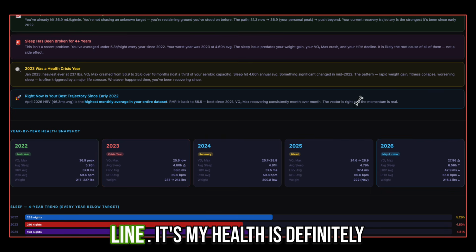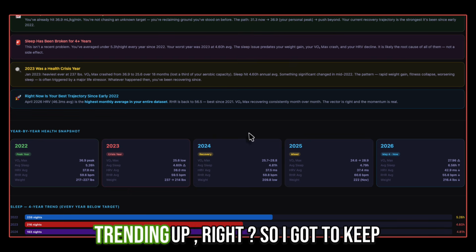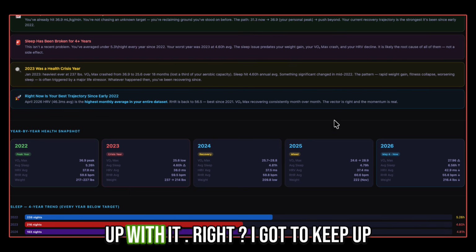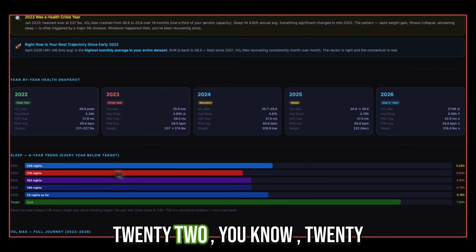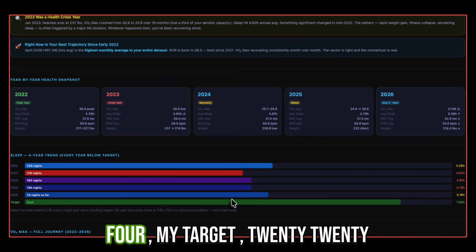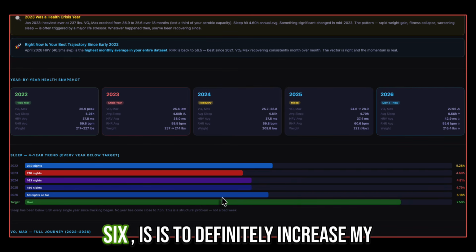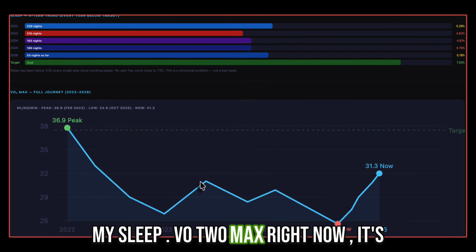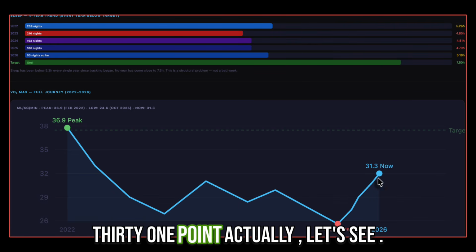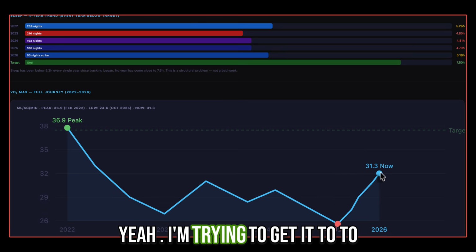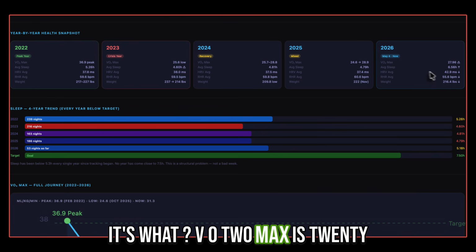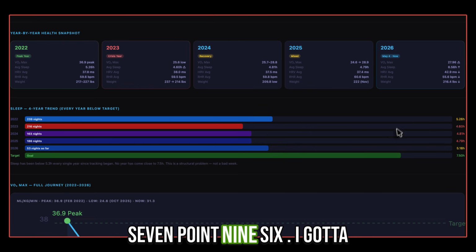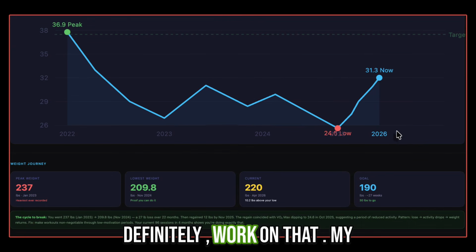You can see a trend line. My health is definitely trending up, right? So I got to keep up with it, right? I got to keep up with it. Sleep, you know, 2022, 2024, my target for 2026 is to definitely increase my sleep. VO2 max, right now it's 31.3. Actually, let's see. Yeah, I'm trying to get it higher than that. I think right now it's, what? VO2 max is 27.96. I gotta definitely work on that.